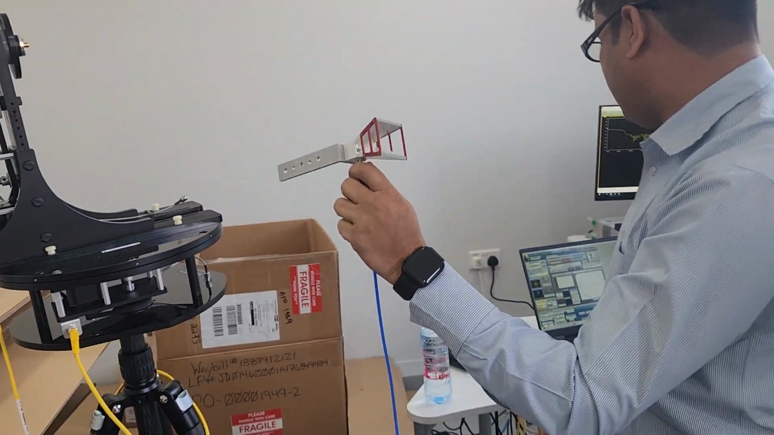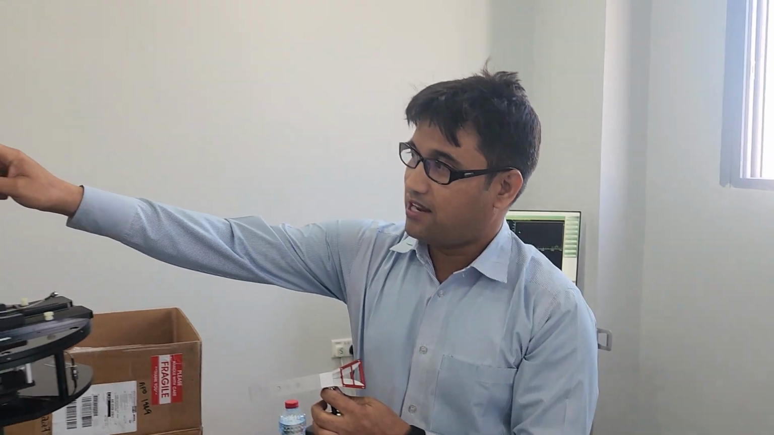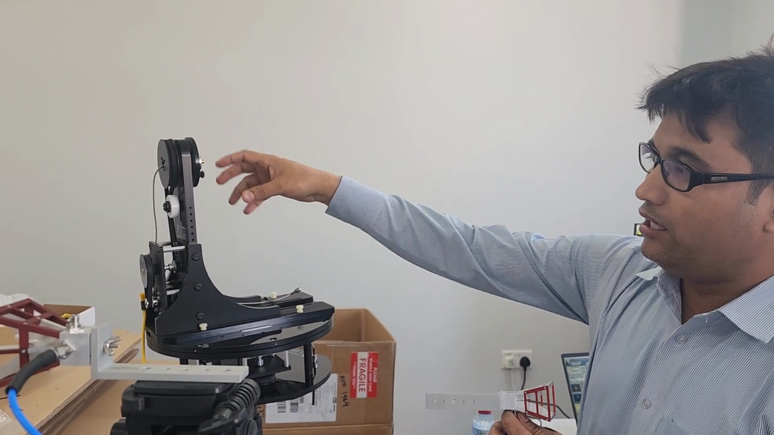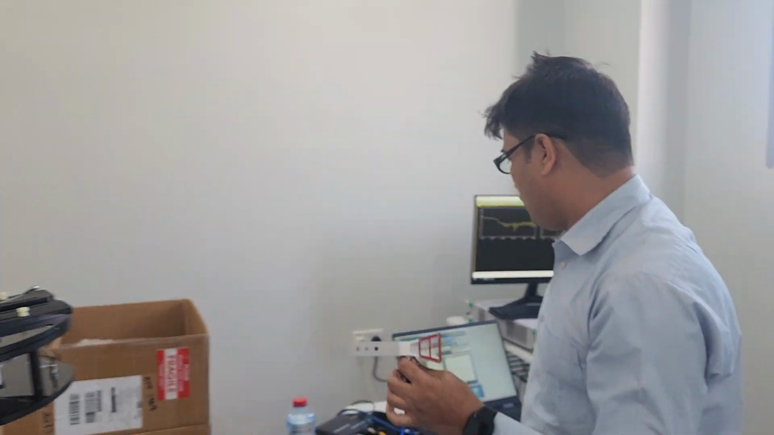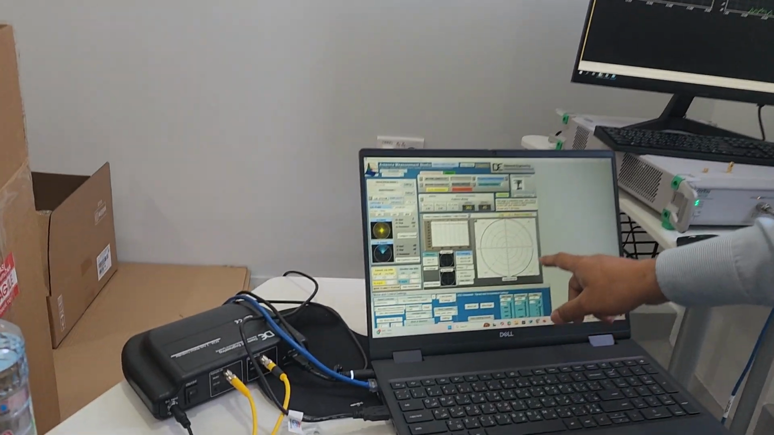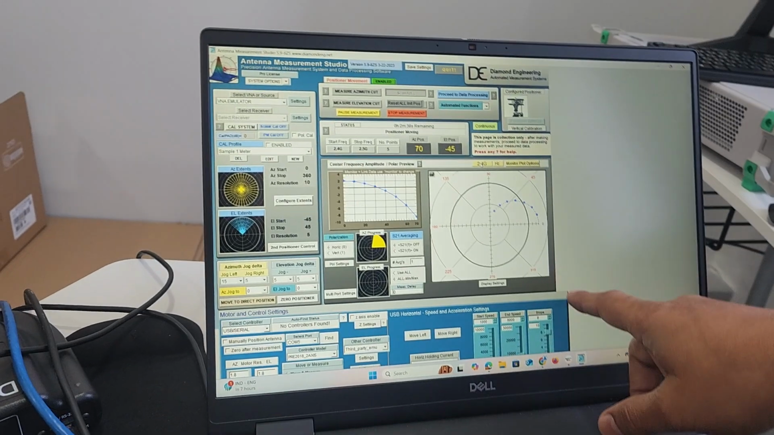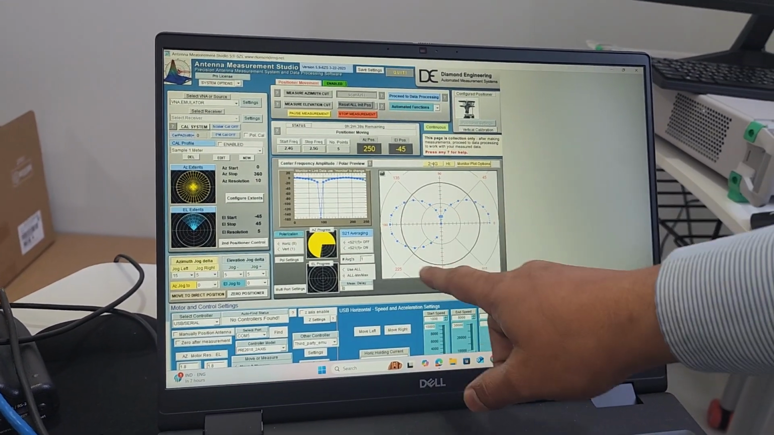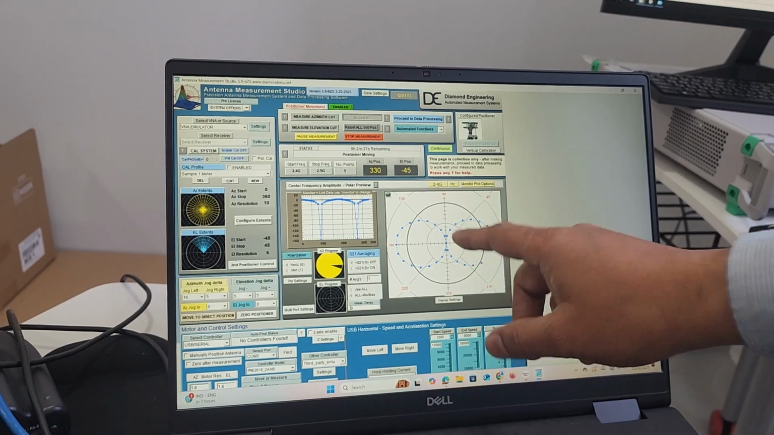So we can see that it is just trying to make the zero angle here to start the measurement, and now we are using the antenna measurement studio software here. What it is going to do is first start from the zero angle, then go to 90, and from 90 again it does another angle of the measurement.